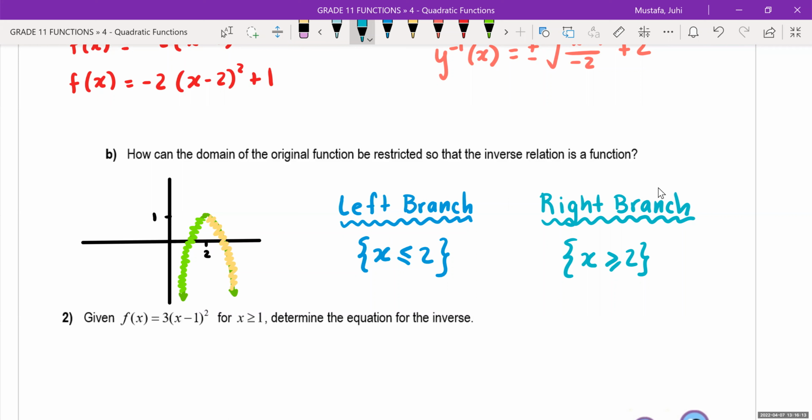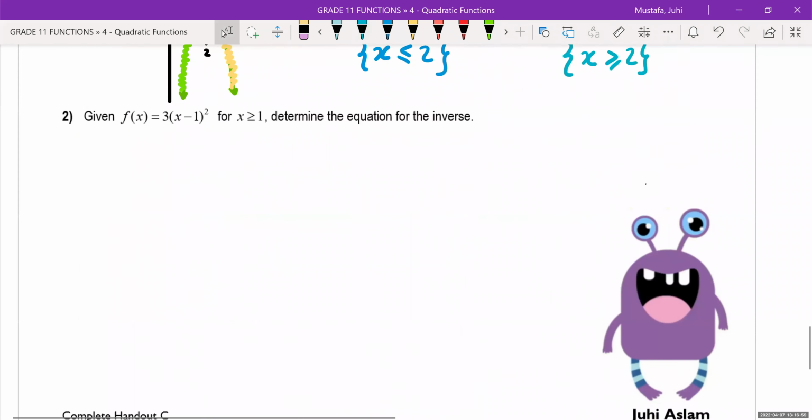And that tells me I'm only drawing the right-hand side of the parabola, and that means I'm only going to draw the upper branch of my inverse, and it will be a function. Does this make a little bit more sense when you actually do an example? Okay. Last question. Given f of x is equal to 3(x minus 1) squared for x greater than or equal to 1, determine the equation of the inverse.